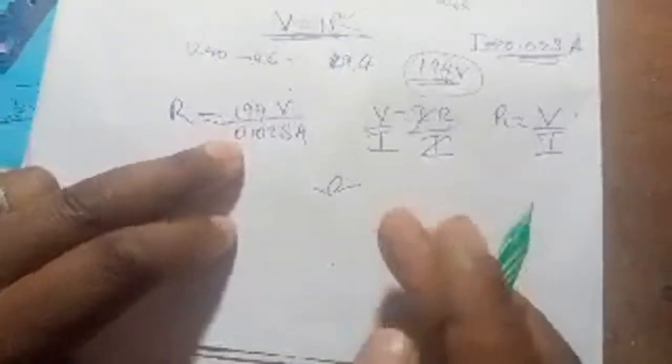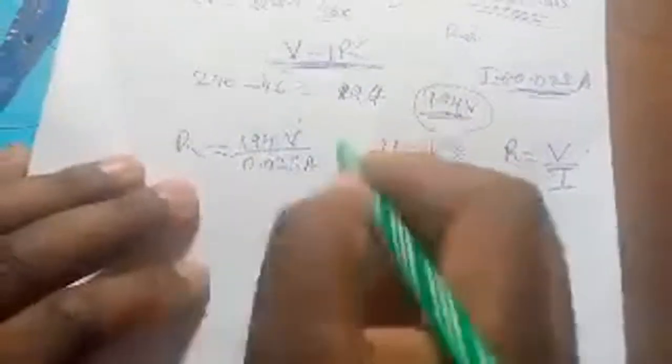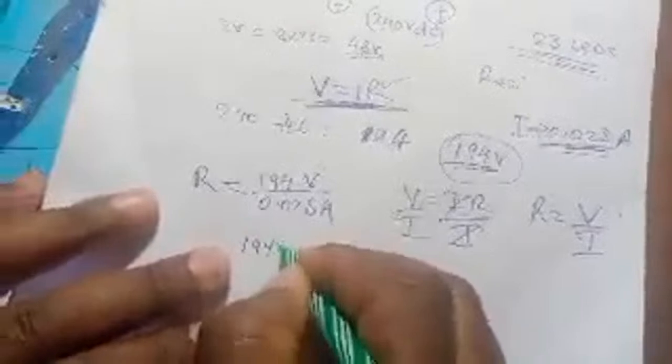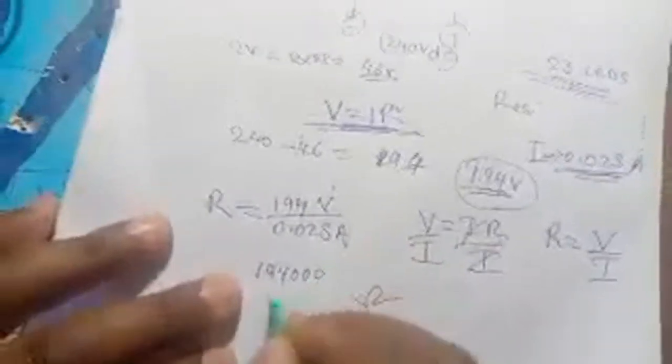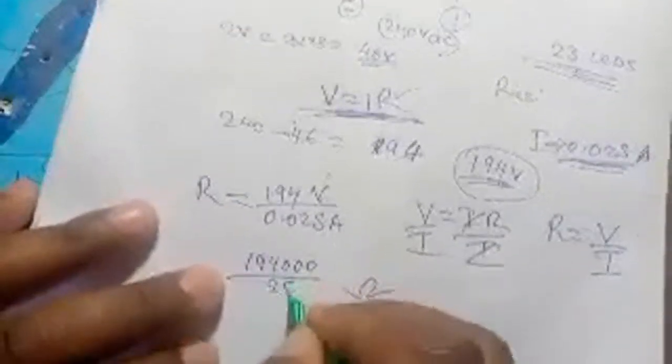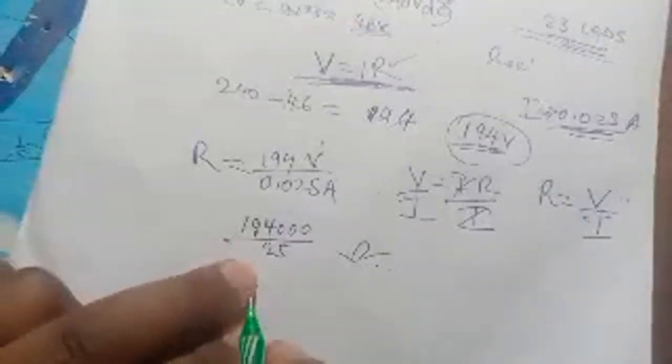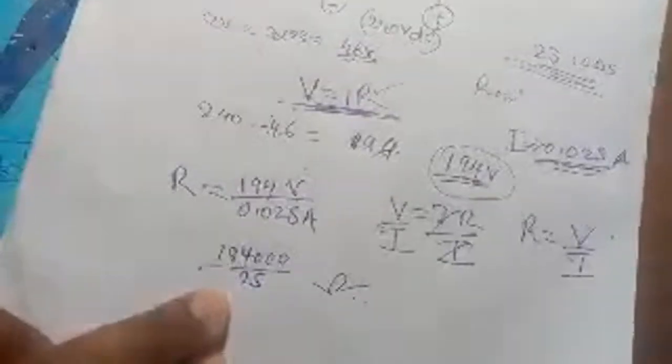Dividing, what should we get really? So this one will be like 194,000 divided by 25. So somebody to do, let me find a calculator for that matter.